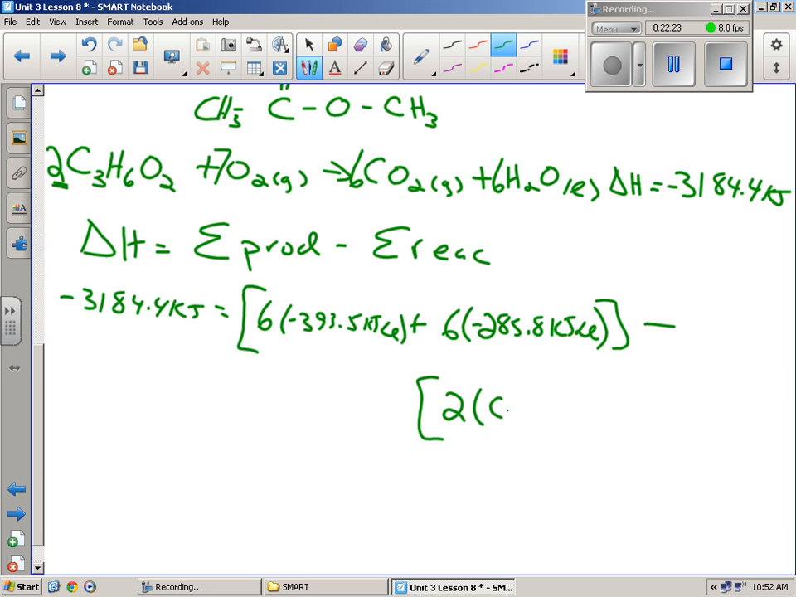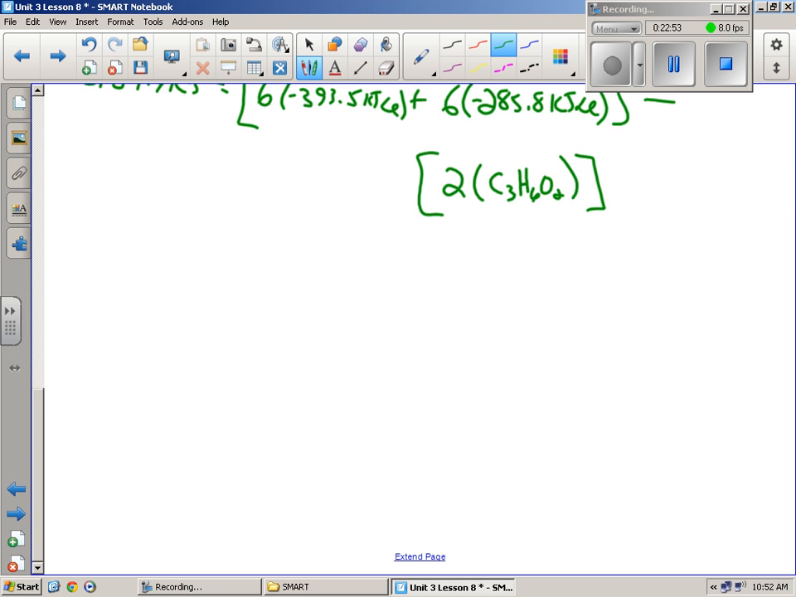minus my reactants, 2 times C3H6O2, like so. And that's what I'm trying to find, right? That's my missing part that I don't know, the heat of formation for that, and I'm trying to solve based on this equation here. Now, if you didn't double everything, you'd have half of everything here, and you wouldn't have to worry about the 2 there as well. However, I chose to double it, so that's what I have. You may not have that exactly, but that's okay.